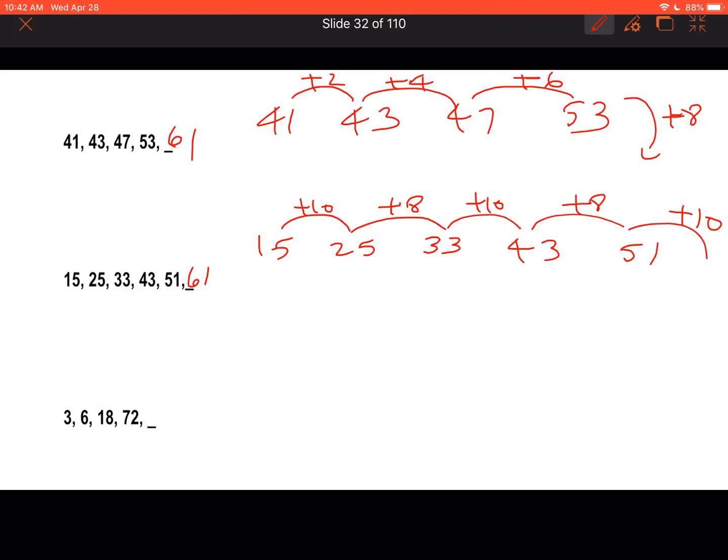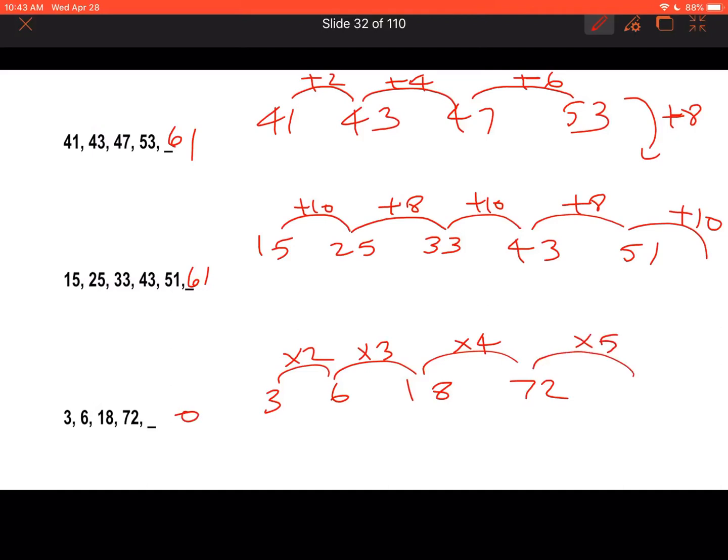Okay, now it is 3, 6, 18, 72. It is in the multiplication format. So 3 times 2 is 6, 6 times 3 is 18, 18 times 4 is 72. So we have to find 72 times 5. That is 360.